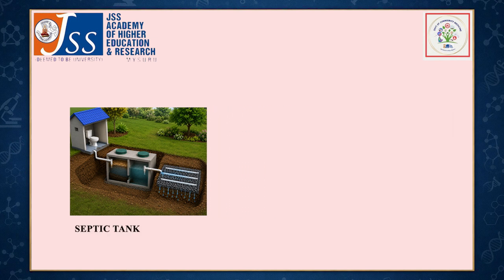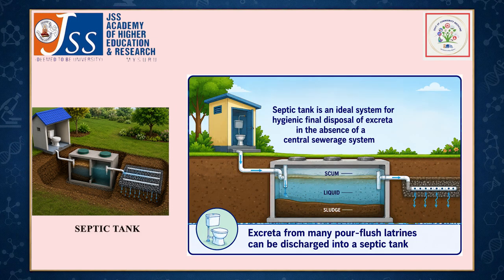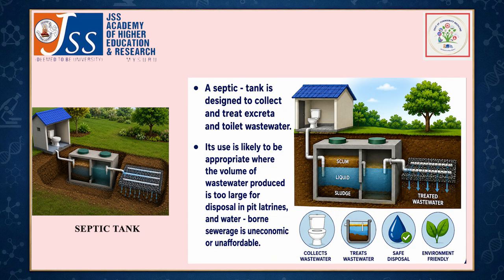Septic Tank. Septic tank is an ideal system for hygienic final disposal of excreta in the absence of a central sewerage system. Excreta from many pour flush latrines can be discharged into a septic tank. A septic tank is designed to collect and treat excreta and toilet wastewater. Its use is likely to be appropriate where the volume of wastewater produced is too large for disposal in pit latrines and waterborne sewerage is uneconomic or unaffordable.